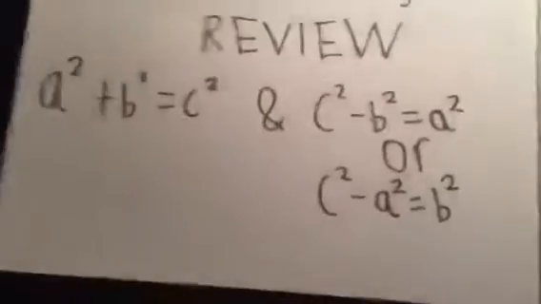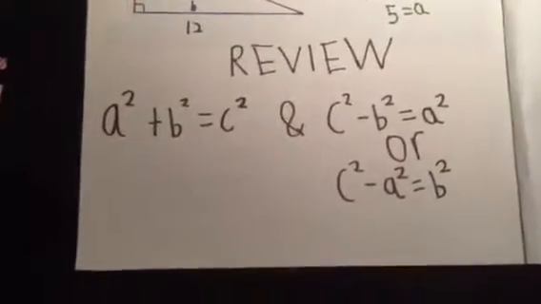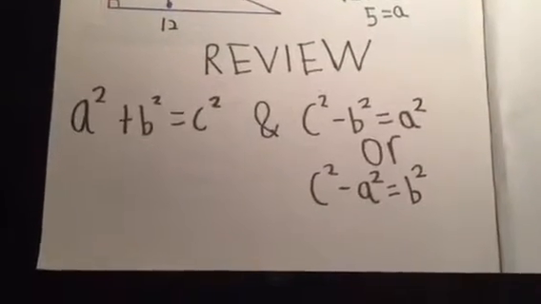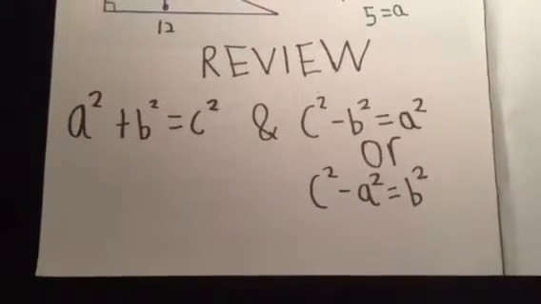Now for some review. A squared plus b squared equals c squared. And c squared minus b squared equals a squared. Or c squared minus a squared equals b squared.